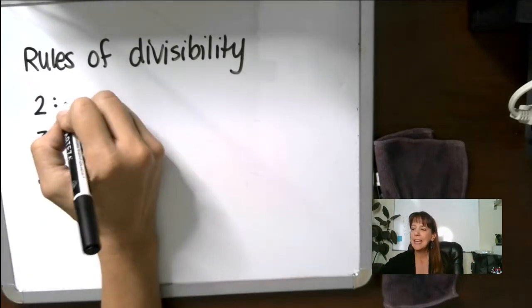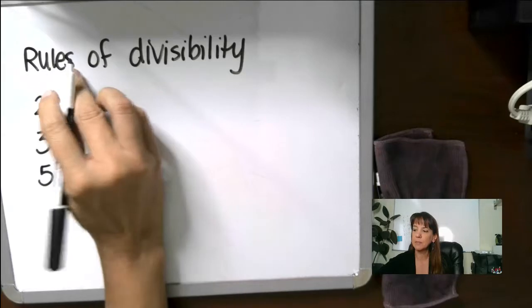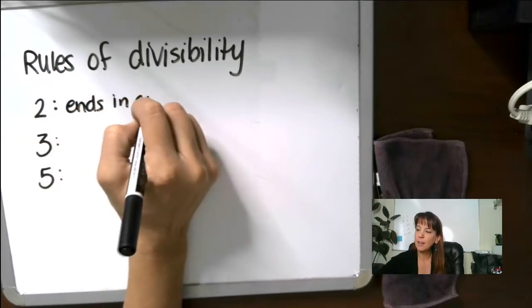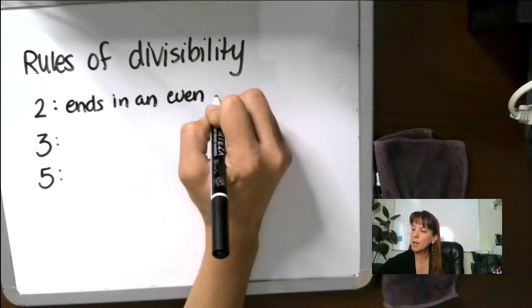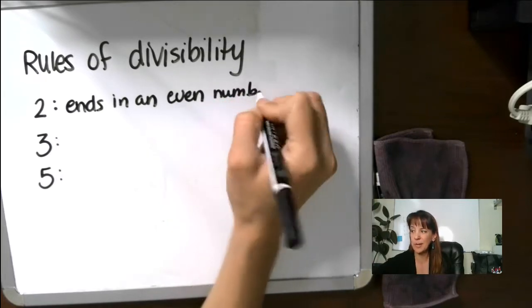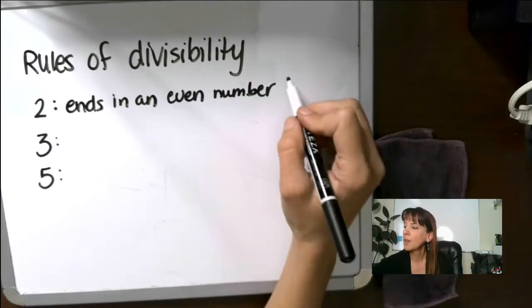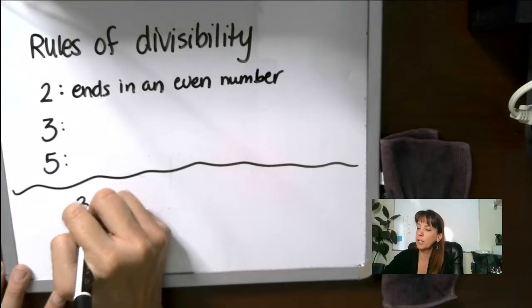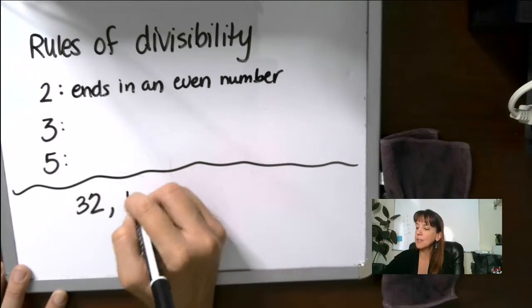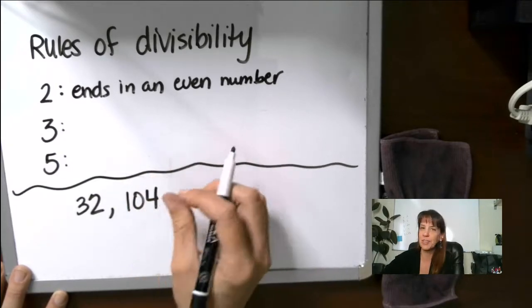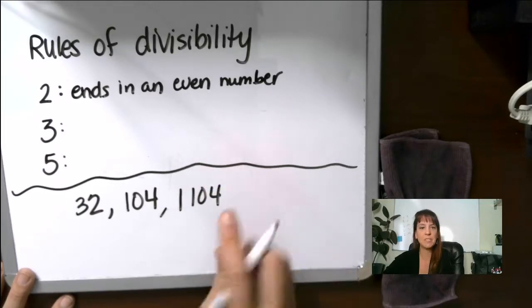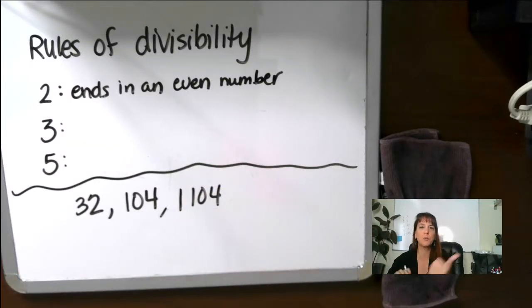All right, so the first one for 2, that's pretty easy, and a lot of kids know that one. If it ends in an even number, then it's divisible by 2. Examples would be 32, 104, 1104. Because those are all even numbers, right? 2, 4, 6, 8, 0.